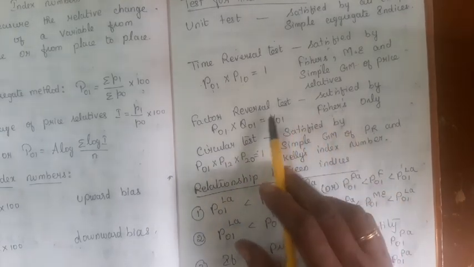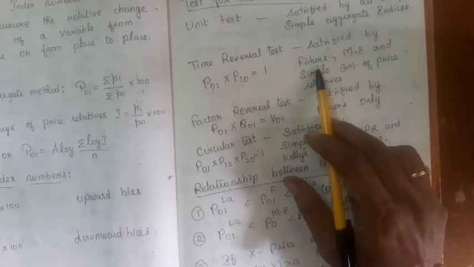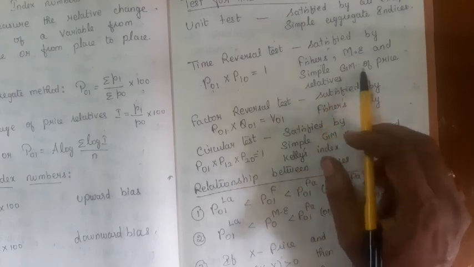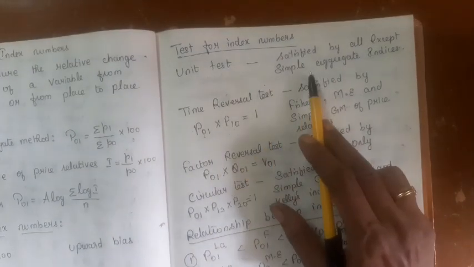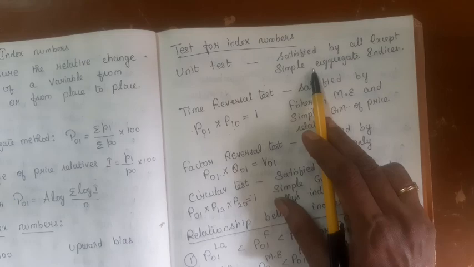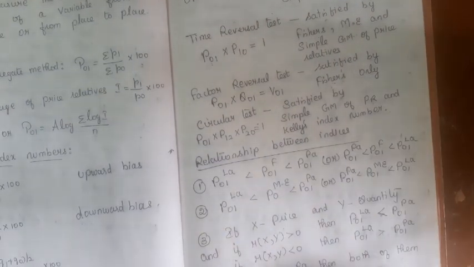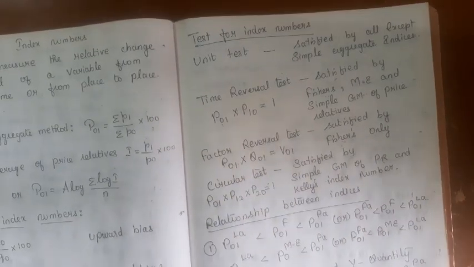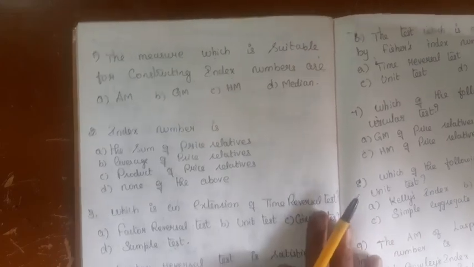Only Fisher's index number satisfies the factor reversal test, and Fisher's, Marshall-Edgeworth and the simple geometric mean of price relatives satisfy the time reversal test. And the unit test is satisfied by all indices except those which are computed using the simple aggregate method. Okay. The relationship we shall discuss in the next video. We shall now have some questions based on the things which we discussed so far.